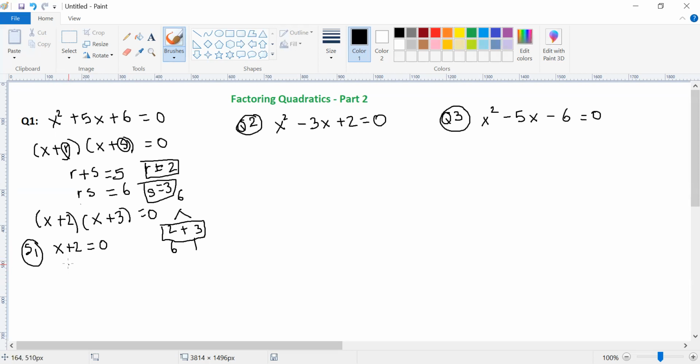Then we're just going to solve this equation by subtracting 2 on both sides, and we're going to get x is equal to negative 2. That's solution 1. And then for solution 2, x plus 3 is equal to 0. When you subtract 3 on both sides, we're going to get x is equal to negative 3. These are your solutions for this quadratic.